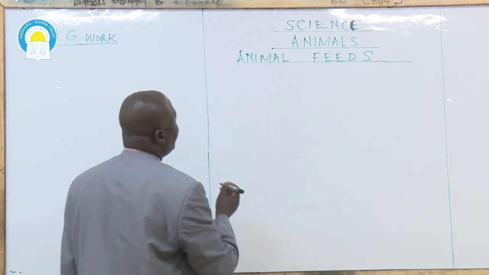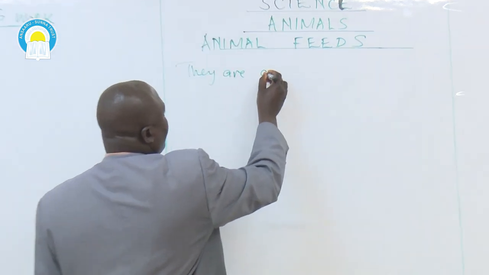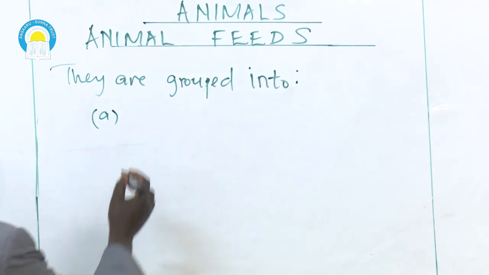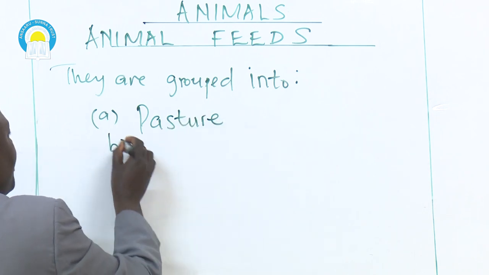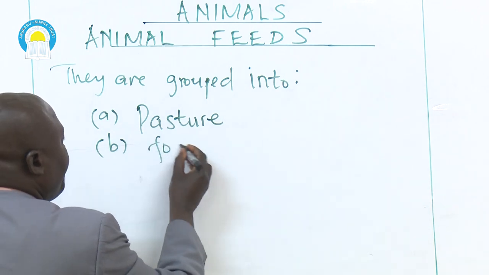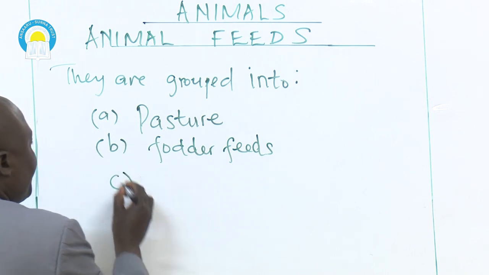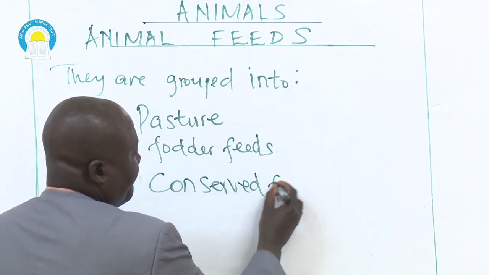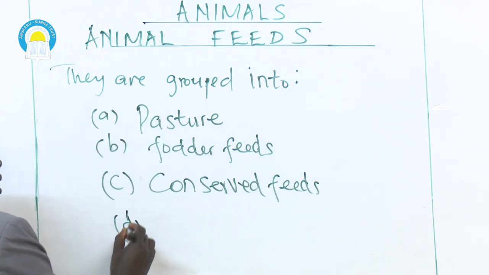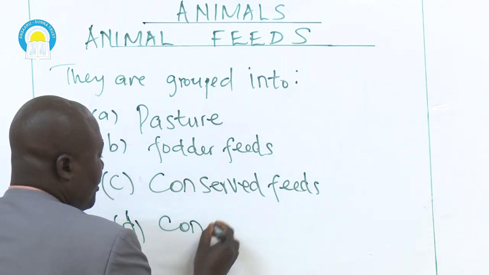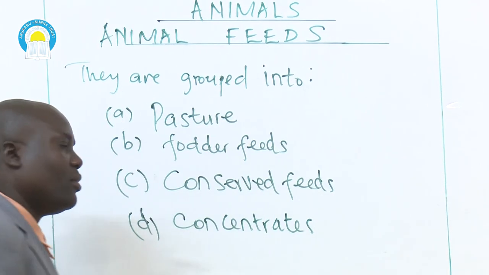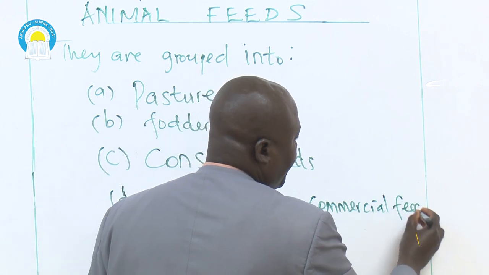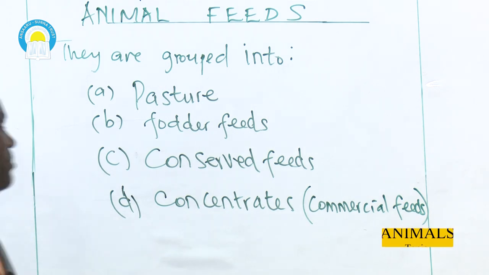So animal feeds here are classified, they are grouped into: A, pasture; B, fodder feeds; C, conserved feeds; and D, concentrates. Concentrates are also known as commercial feeds. So, those are the types of animal feeds.